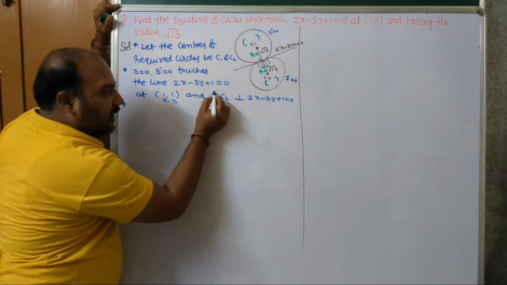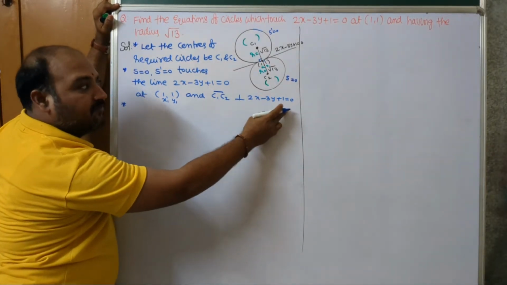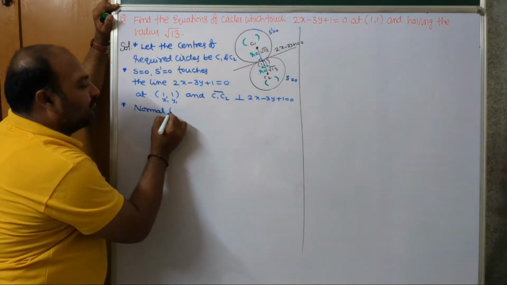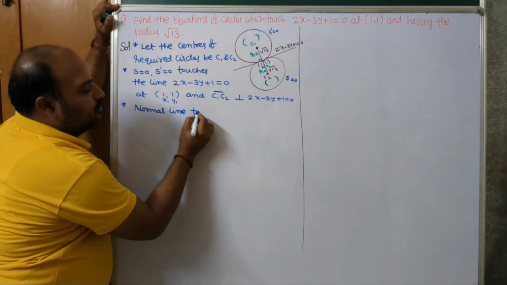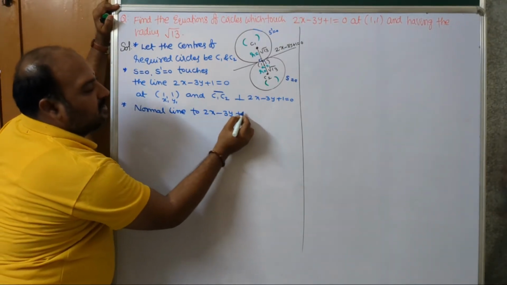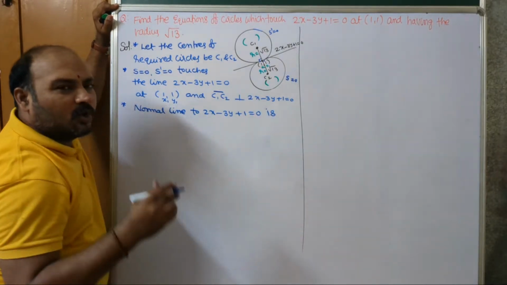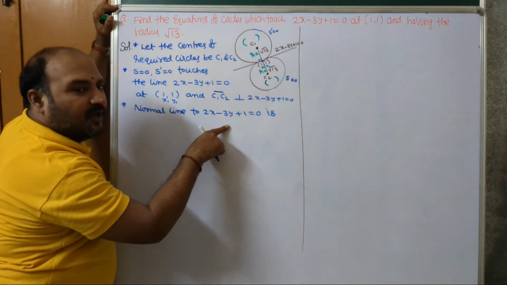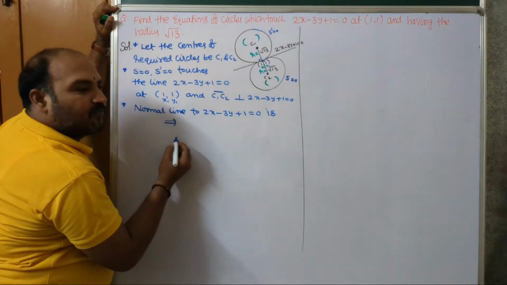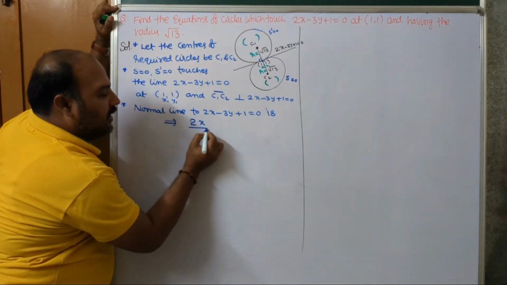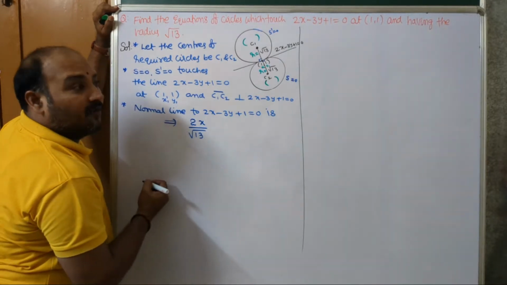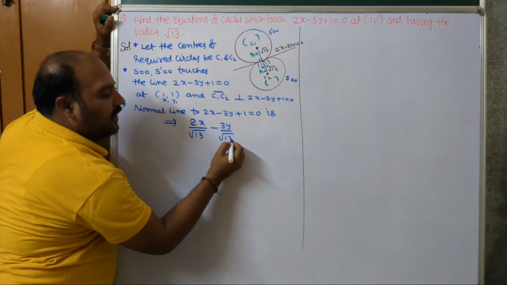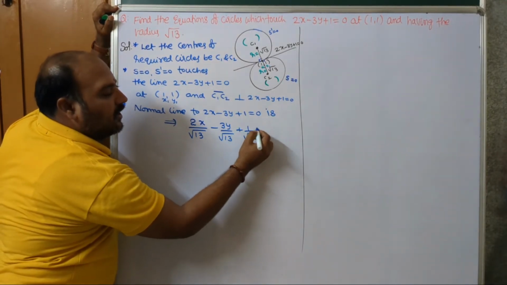So whenever it is perpendicular, C1, C2 is perpendicular to this line. For this perpendicular line, that means the normal line to 2x minus 3y plus 1 equal to 0. How to convert into the normal form? Dividing by root of a square plus b square. A value 2, b value 3. So 2x divided by root 13, minus 3y by root 13 plus 1 by root 13 equal to 0.